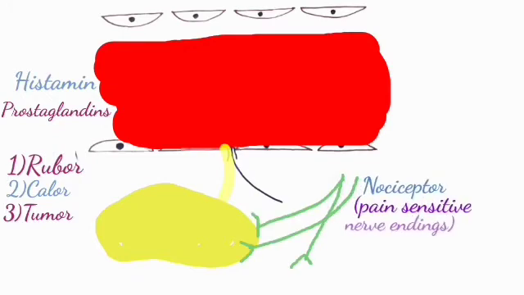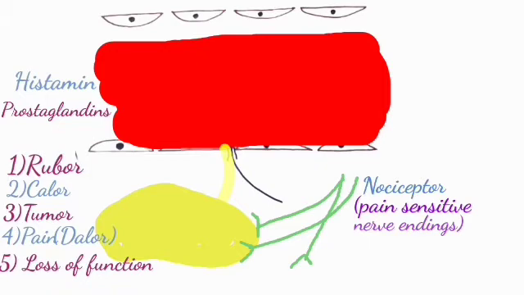As excessive fluid accumulates in the interstitial space, it will compress and stimulate the pain-sensitive nerve endings present in the interstitial space. For this reason, we can feel pain at the time of any kind of inflammation. Here, pain means dolor. For all this mechanism, the ultimate result is loss of function of the involved tissues or organs. So these five, rubor, calor, tumor, dolor or pain, and at last loss of function are the cardinal features of acute inflammation.